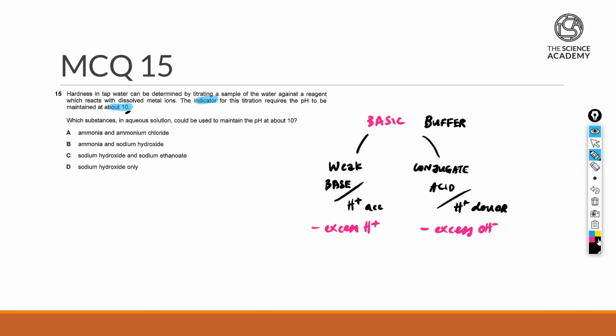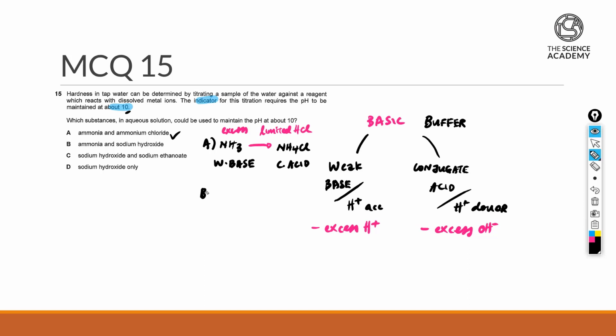So investigating each of the options here, for A, we have ammonia, which is considered to be a weak base. We also have ammonium chloride, which is the conjugate acid of this weak base, which can be formed by taking excess ammonia to react with limited HCl. So A is the correct answer over here for the case of the basic buffer. But let's take a look at the rest of the options to see why they are incorrect.